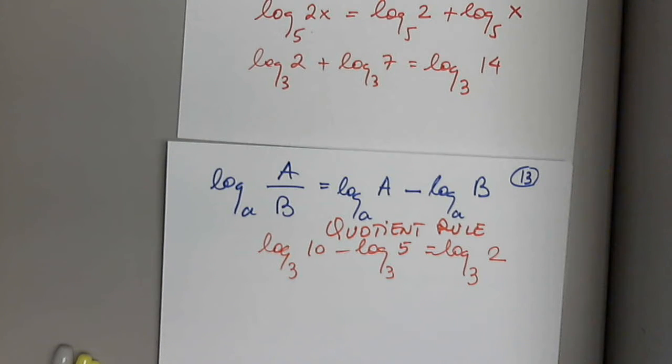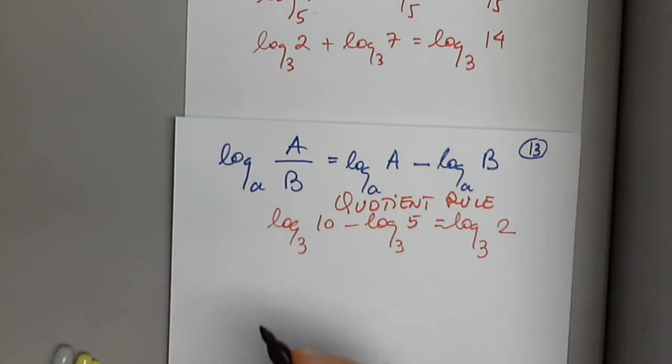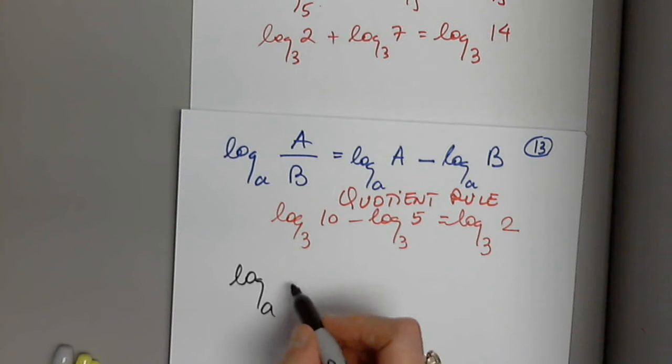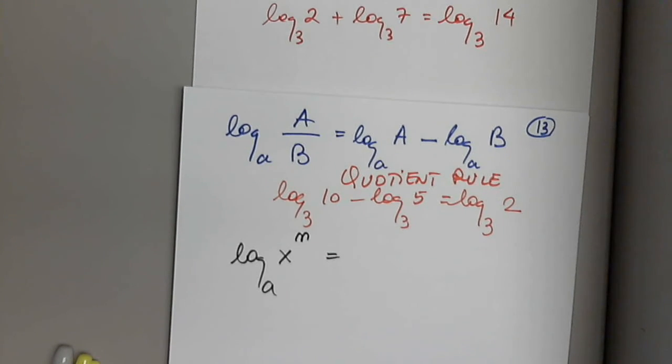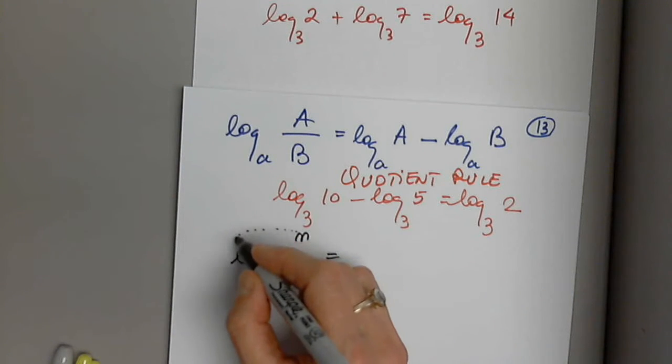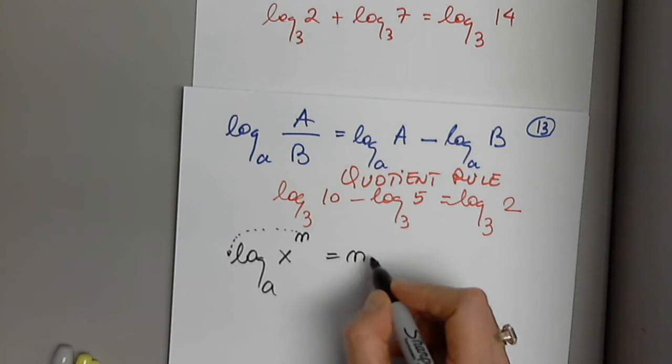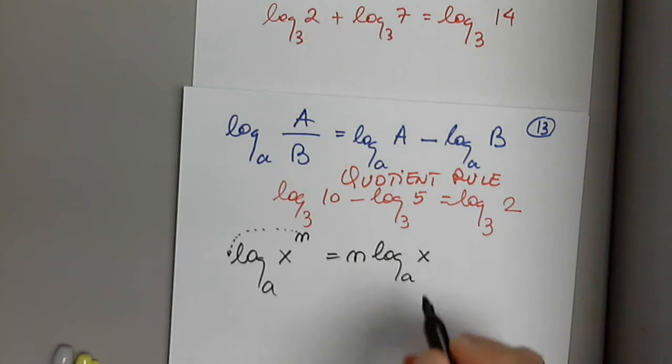And the last one is the power rule. Log base A of x to the nth power. The power goes in front as a factor. It multiplies the log. This is the power rule.